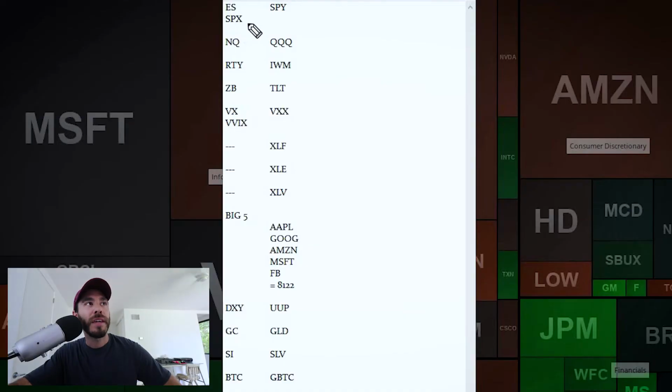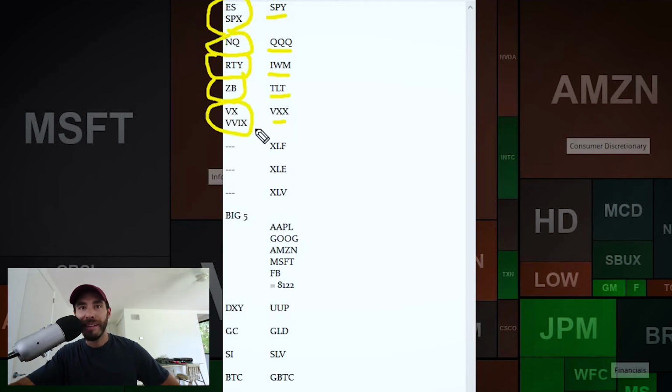To wrap things up for you guys, I'm going to show you the ETF versions that you can add to your watch list, just to keep things very simple. When it comes to the S&P, simply add the SPY. When it comes to the Nasdaq, simply add the QQQ. When it comes to the Russell, add the IWM. When it comes to bonds, add the TLT. When it comes to volatility, add the VXX. When it comes to financials, energy, and healthcare, just add these 3 ETFs: XLF, XLE, XLV.